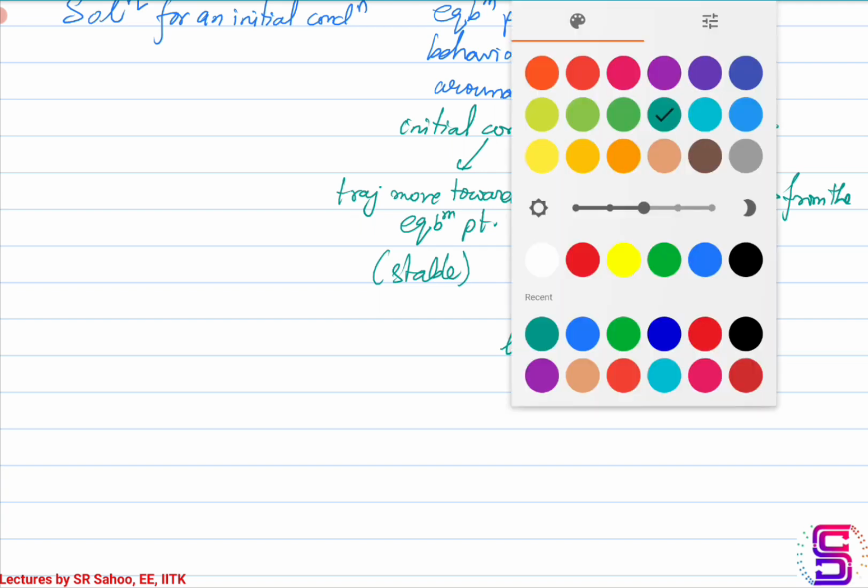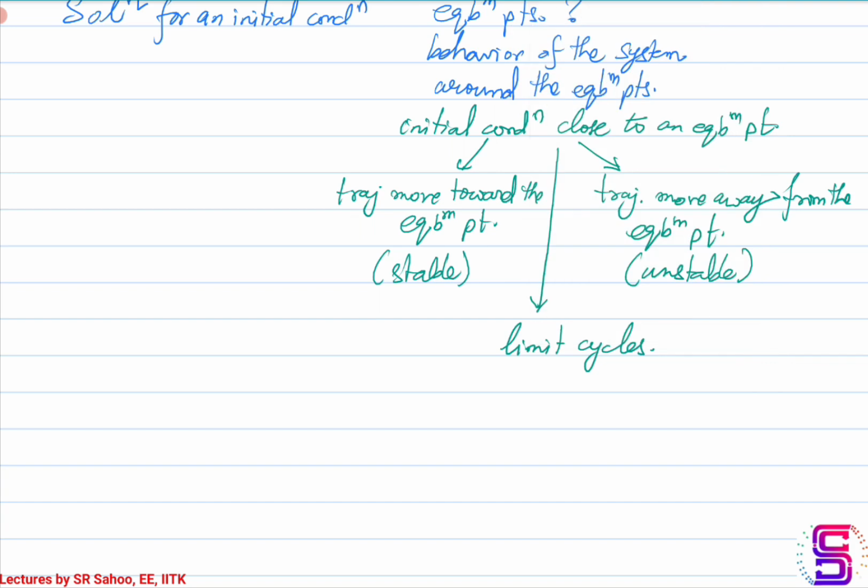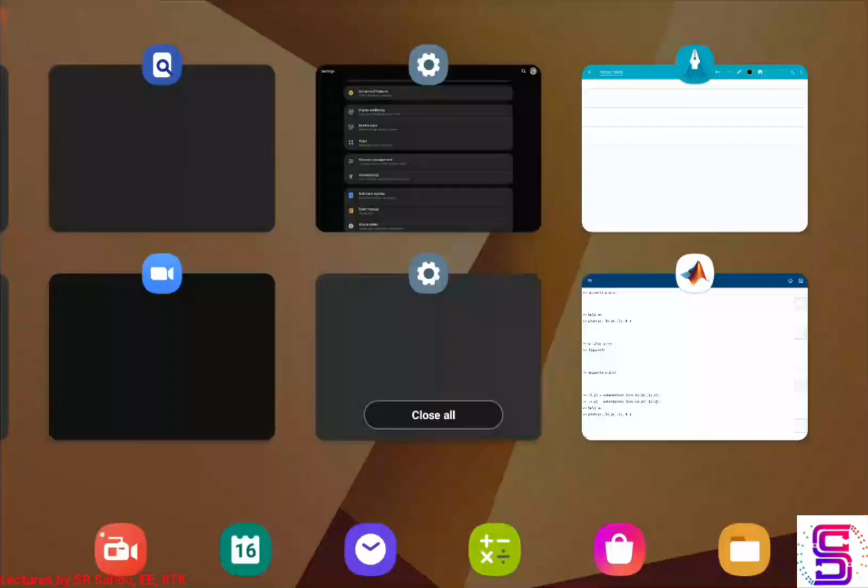For this, the first example that we'll take is a two-dimensional system where x1 dot is x2 and x2 dot is minus 10 sine of x1. That is the first system that we'll take.